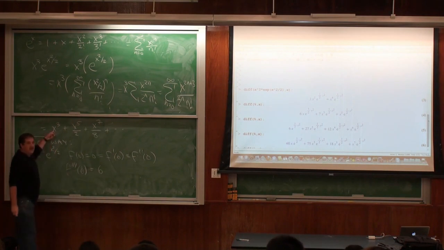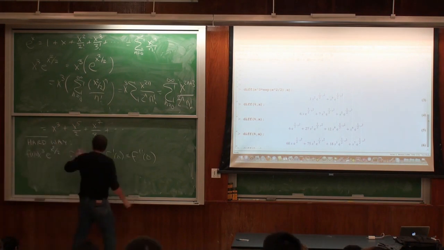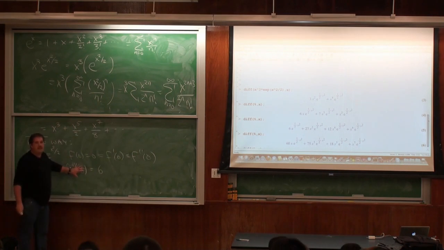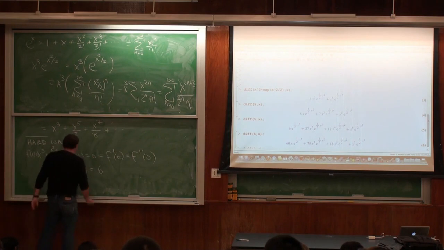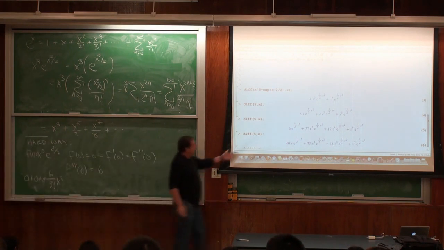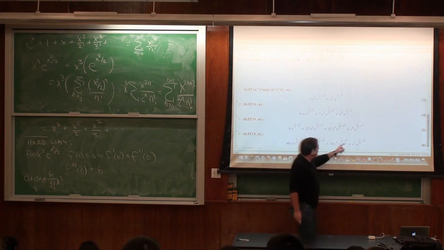But that means that this coefficient is 1, because I have 0 plus 0 plus 0 plus the third derivative divided by 3 factorial. So the first non-zero term in the series is 6 divided by 3 factorial x cubed. So there's a lot of zeros, and then I get this. And then the next term is 0 because there's an x in everything.